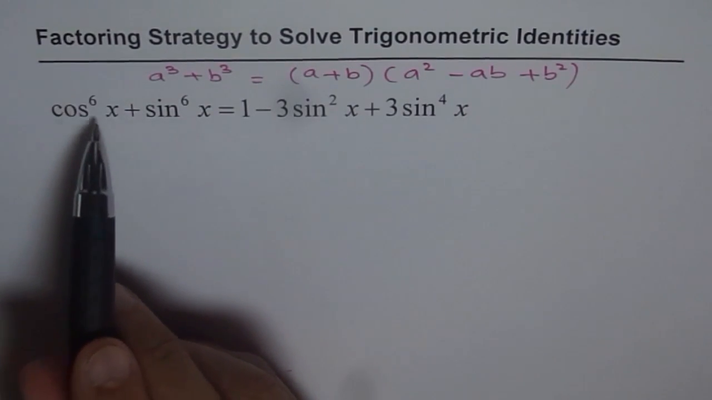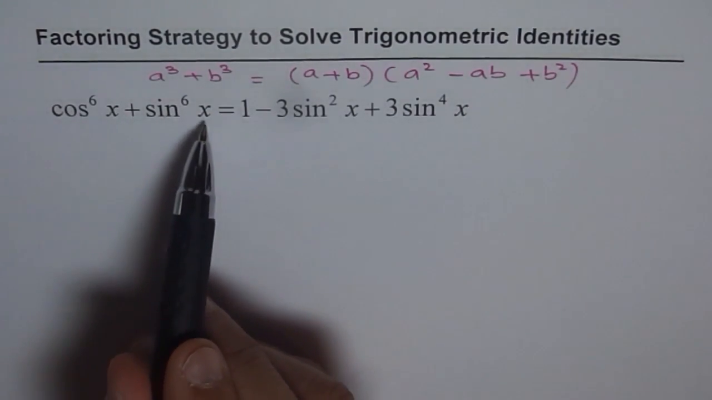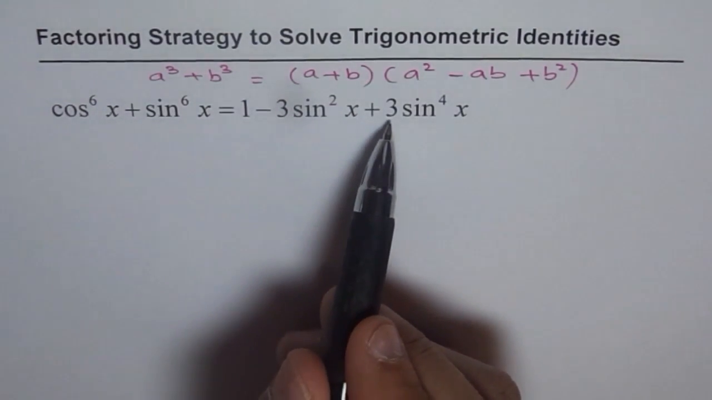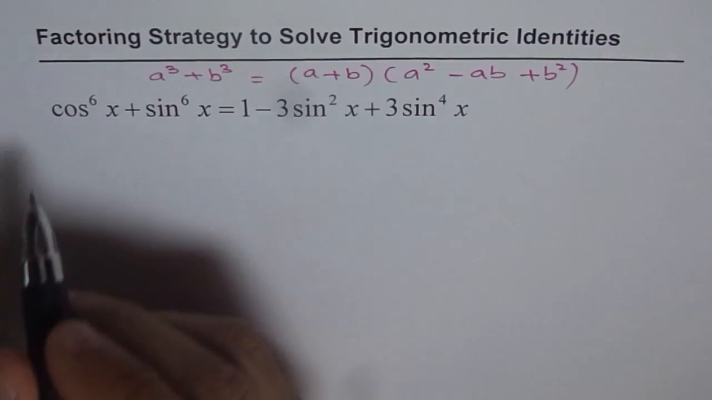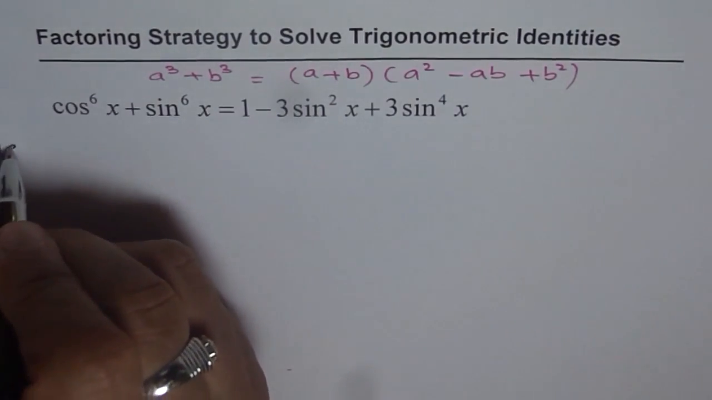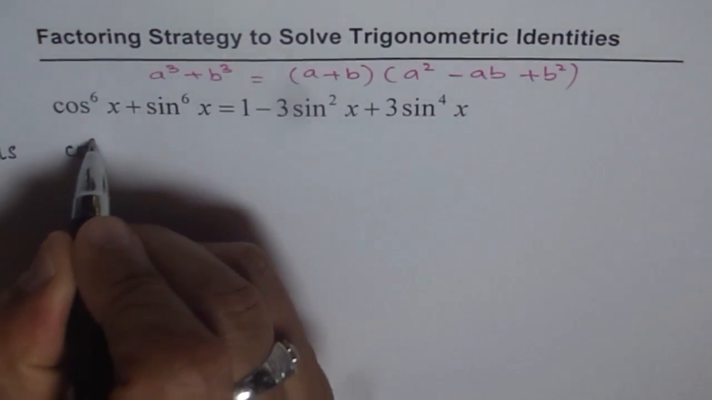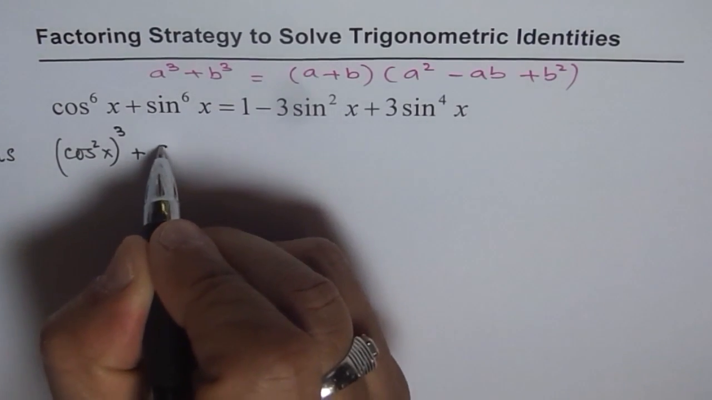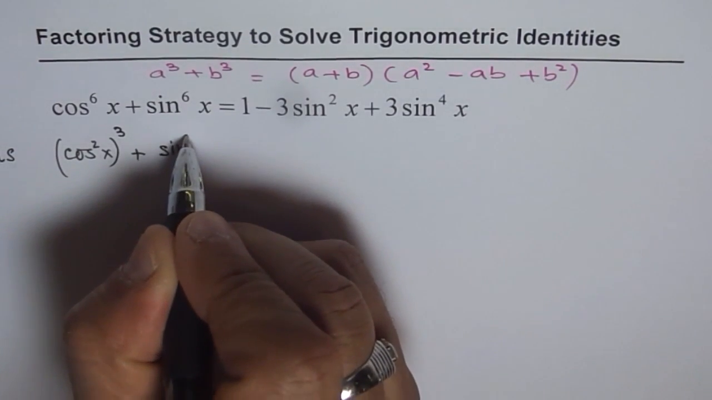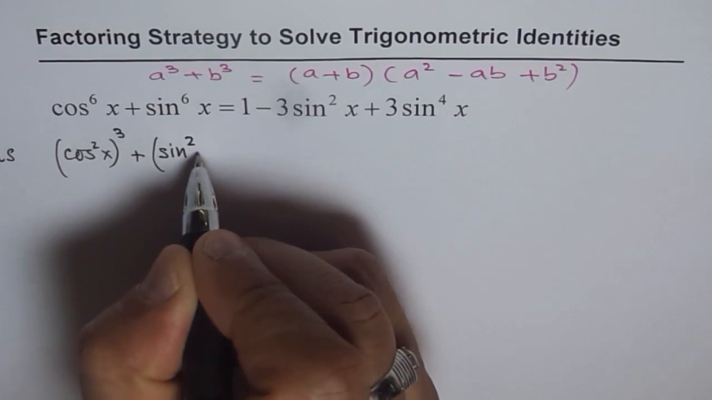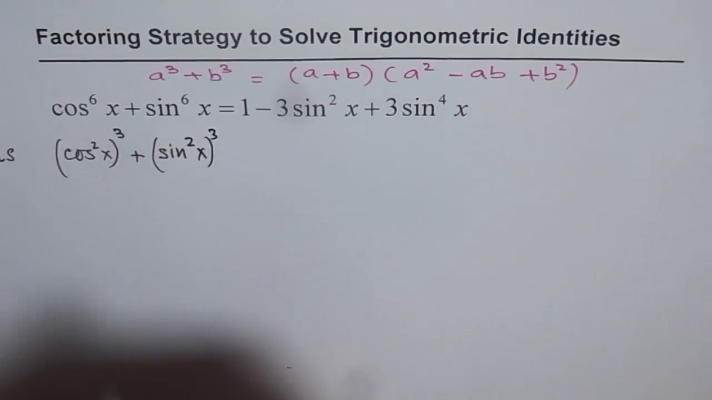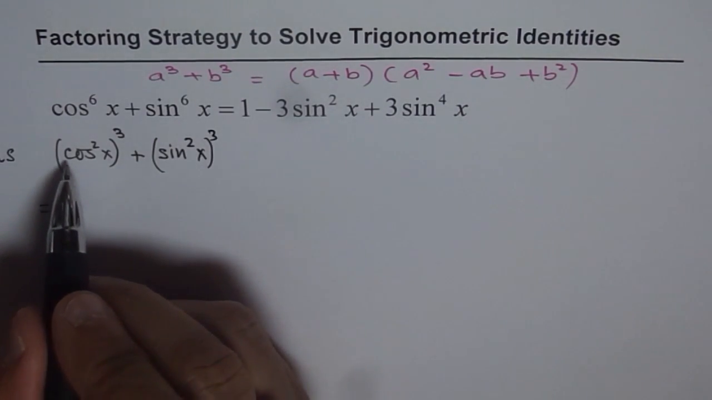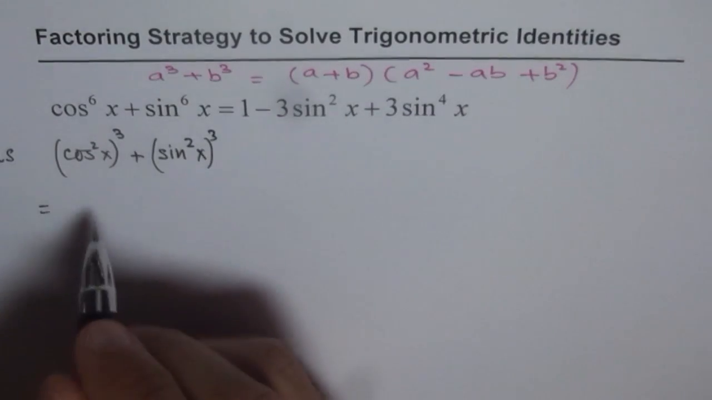We have cos to the power of 6x plus sine to the power of 6x equals 1 minus 3 sine square x plus 3 sine to the power of 4x. Now we can write the left side as cos square x cubed. You see that? So we'll write this as a sum of cubes, and the other term as sine square x cubed. That is the left side. And now we can apply this formula and factor it.